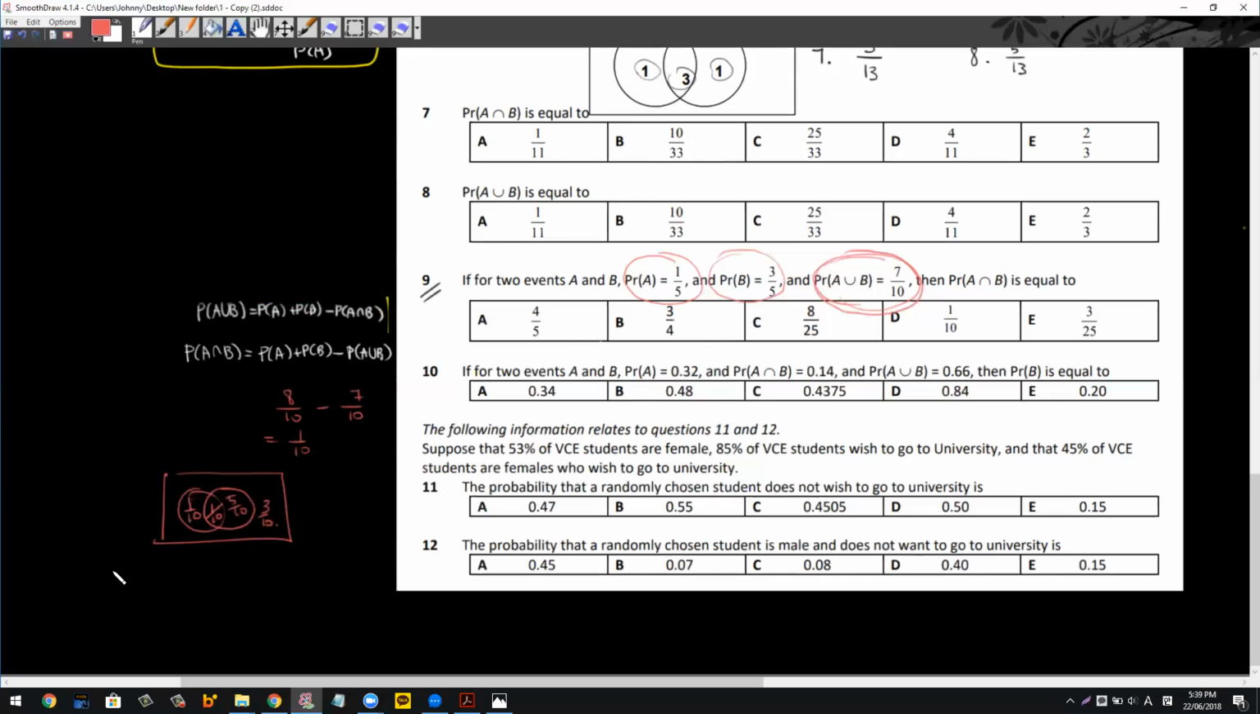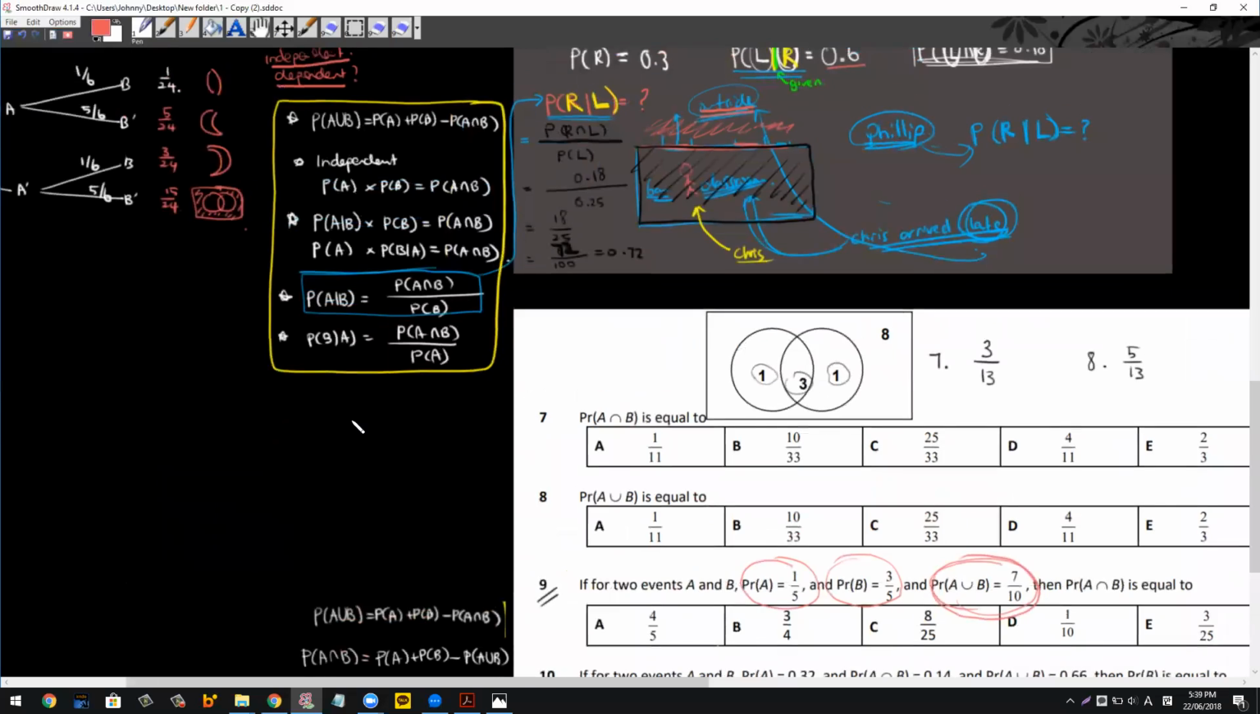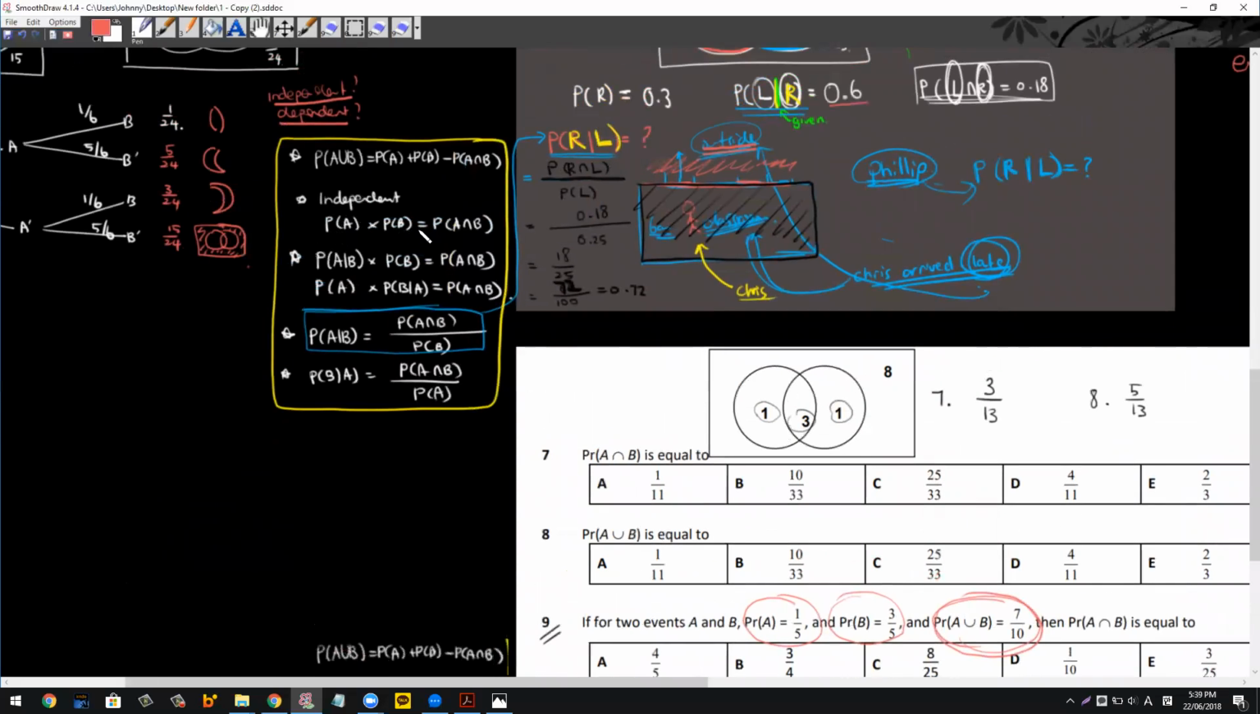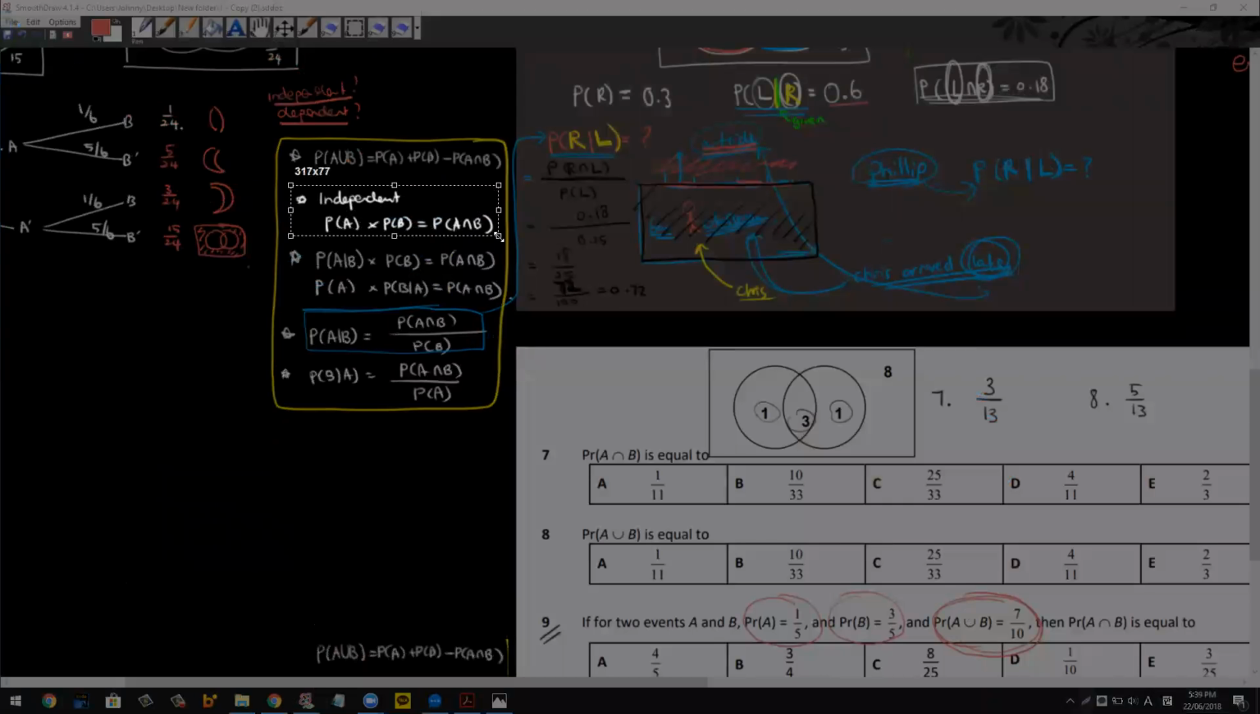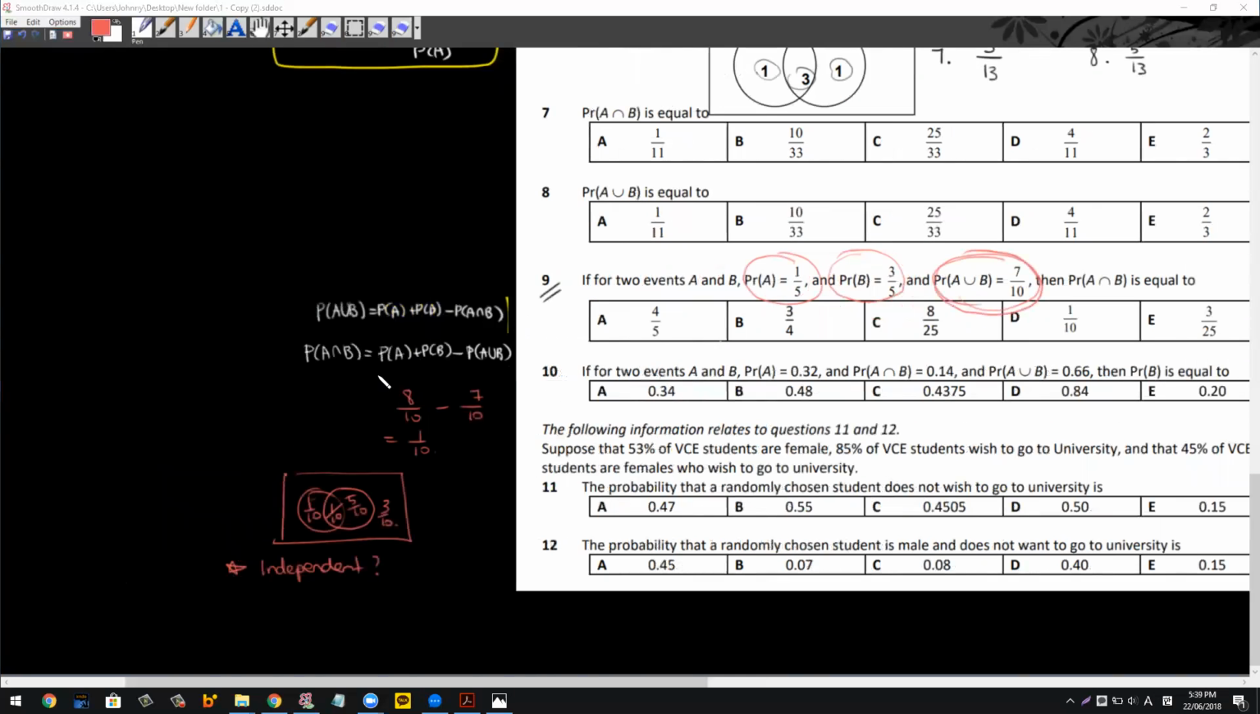Now, I want you to ask yourself this question, number 9. Are these two events independent? Are they independent? I'll give you some time for that. If it is independent, again, this is the formula here: P(A) times P(B) will equal P(A and B). I'm going to copy that here, bring it down. So I want you to test this one. All right, I'll give you some time for that as well.